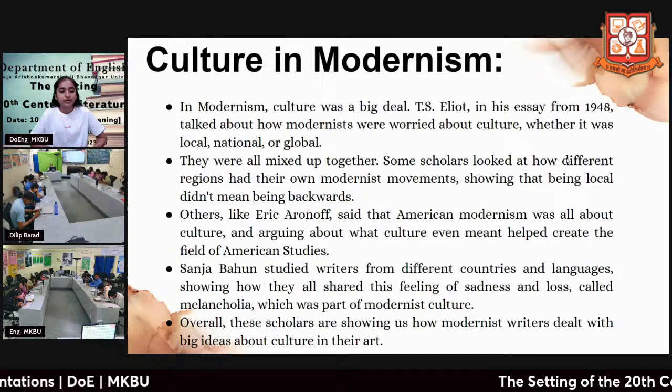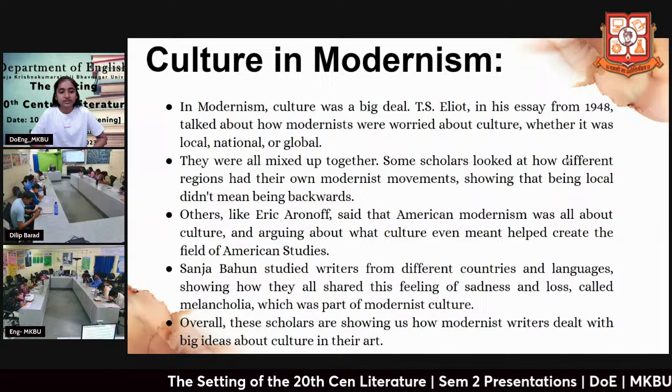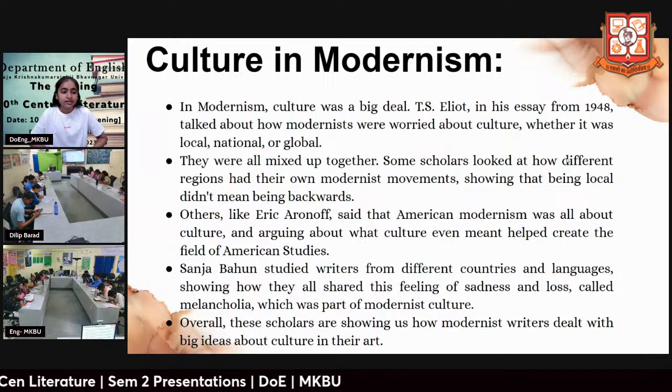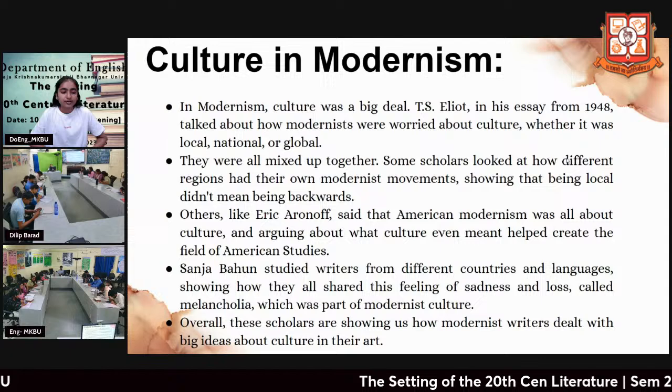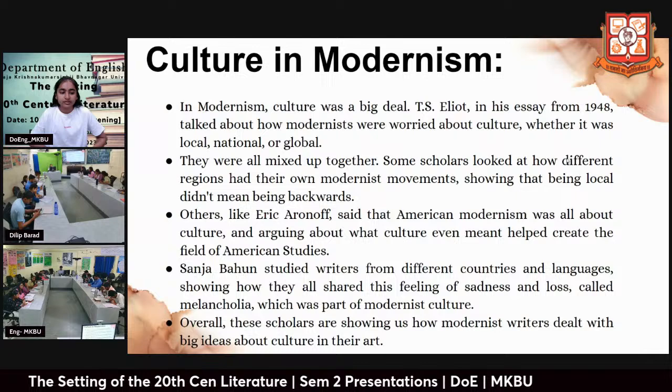Culture in modernism. In modernism, culture was a big deal. T.S. Eliot, in his essay from 1948, talked about how modernists were worried about culture, whether it was local, national, or global. They were all mixed up together. Some scholars looked at how different regions had their own modernist movements, showing that being local didn't mean being backwards.